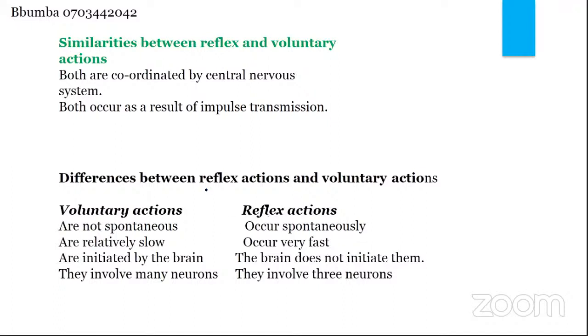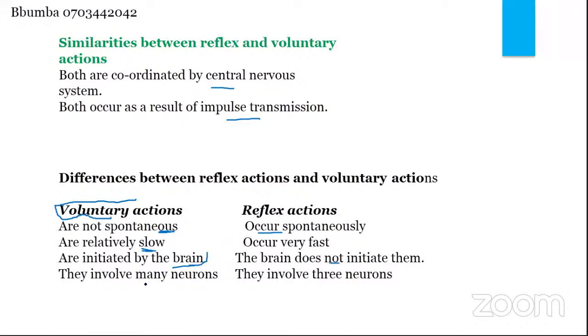So both reflex and voluntary actions are coordinated by the central nervous system, and both occur as a result of impulse transmission. Voluntary actions are not spontaneous. They don't just happen immediately. Spontaneous means something that just happens immediately, and then it goes on. So for voluntary, you have to think and you say, should I go? Should I not go? But for the reflex, it just occurs rapidly or spontaneously. Voluntary is slow because you have to think whether you should eat food or not. But for reflex, it's very fast. Voluntary is initiated by the brain, because the brain is the one that thinks, but reflex doesn't have to be initiated by the brain.